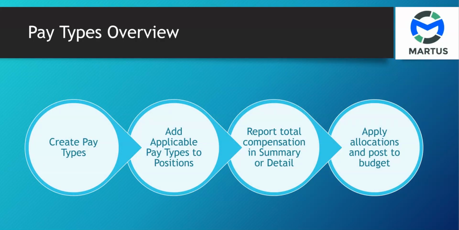As a high-level review of Martus's personnel budgeting, when setting up personnel budgeting, you first create the pay types, and then these pay types are added to positions as applicable. Martus then calculates the cost associated with each position. Afterwards, you can run reports on compensation in summary or detail, apply allocations to these costs, and then post the scenario to your overall budget. For this video, we'll focus on how to create pay types. Let's go into Martus and set up some examples.